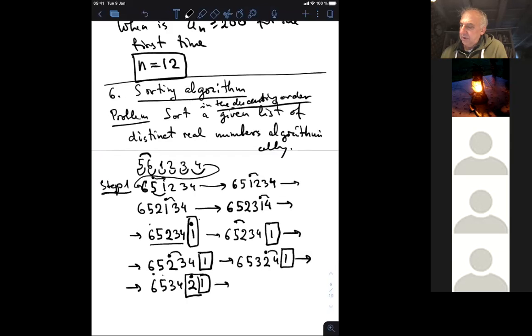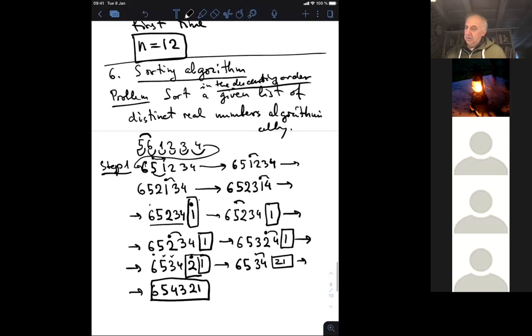So the bubble moves one place here. 5 and 3, okay. Bubble moves here. Now, finally 5, 6, 5, 3, 4, 2, 1. So we have to switch those things around. And we are finally done. We have sorted our original sequence to a sequence in strictly ascending order. So this is this procedure.